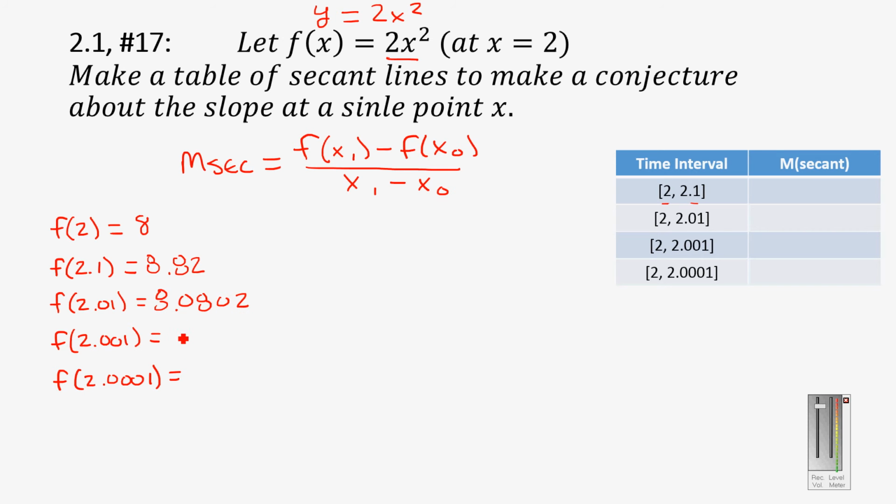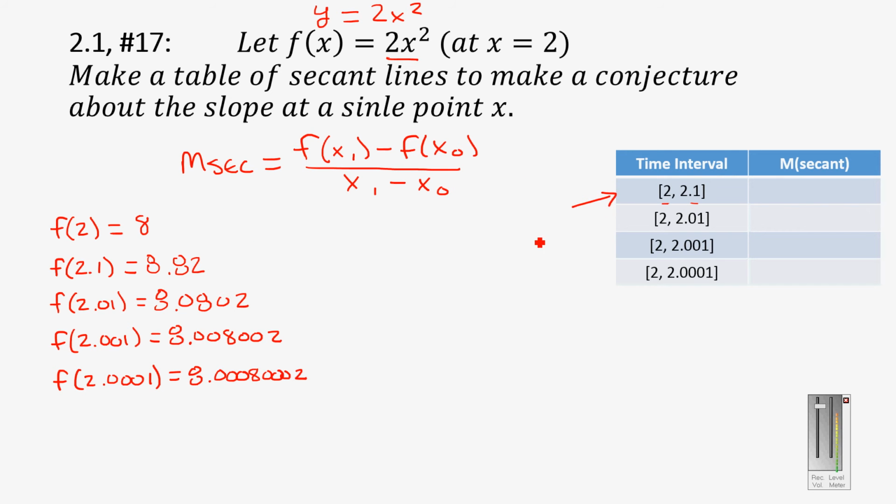And I could do the rest of these. I'm not going to do them. You guys can do these on your own now, but it's 8.008002. Just looking at my notes here. And then this one's going to be 8.00080002. So I get some really monster numbers here that hopefully make sense. But now what I got to do is I got to put them in this m secant.